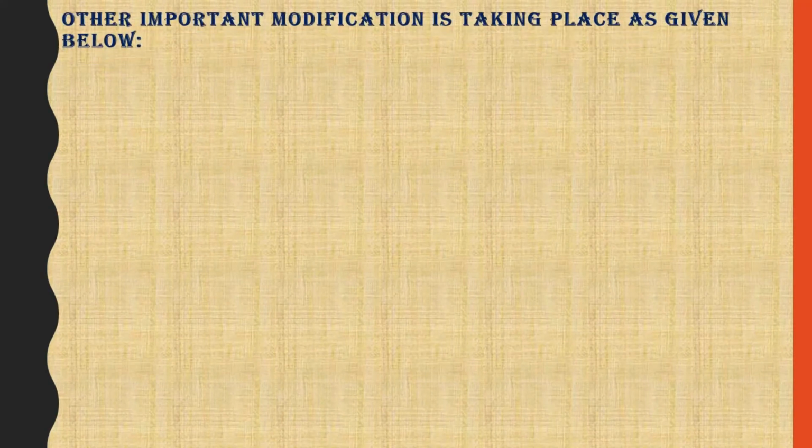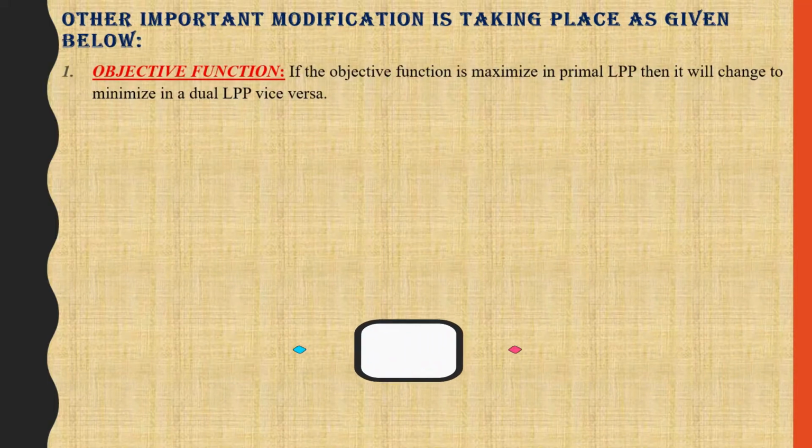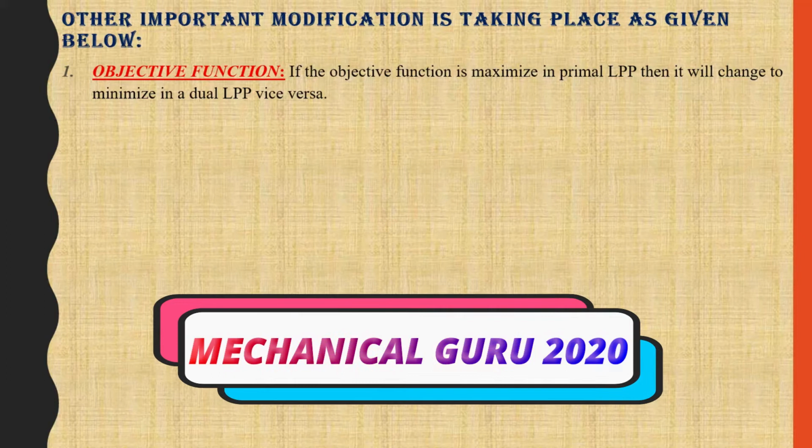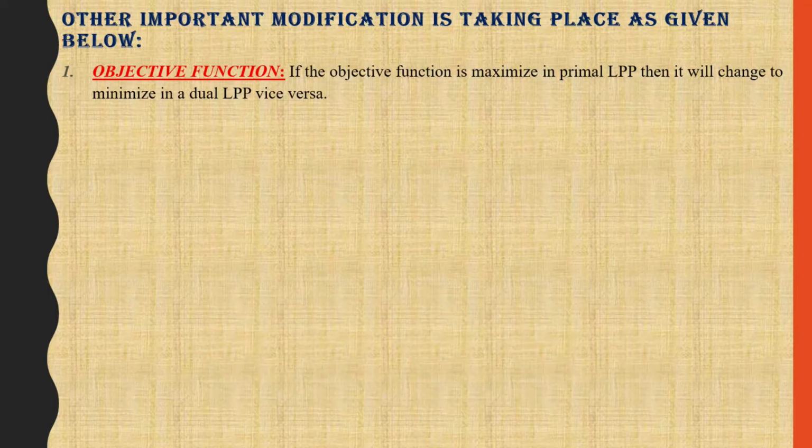Now, other important modifications take place as given below. Most important first, the objective function. If the objective function is maximized in a primal LPP, then it will change to minimize in the dual LPP, or vice versa. If the problem is minimization, then the dual problem will be maximization.